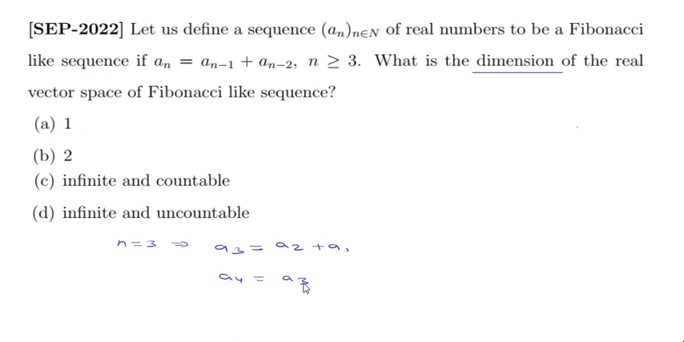The fourth term of the sequence is a4, which is equal to a3 plus a2. We can write a3 as a2 plus a1, so it is a2 plus a1 plus a2, which is 2a2 plus a1. Now a5, the fifth term of the sequence, is a4 plus a3. For a4 we substitute 2a2 plus a1, and for a3 we substitute a2 plus a1, which is nothing but 3a2 plus 2a1.